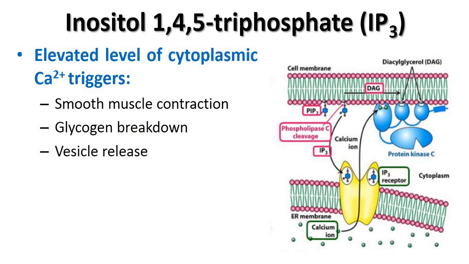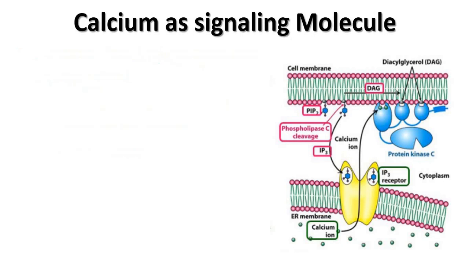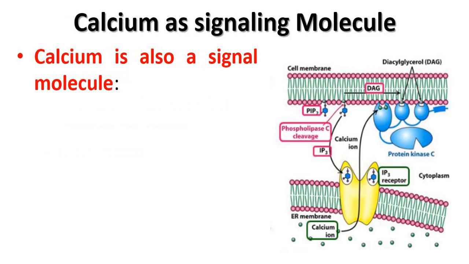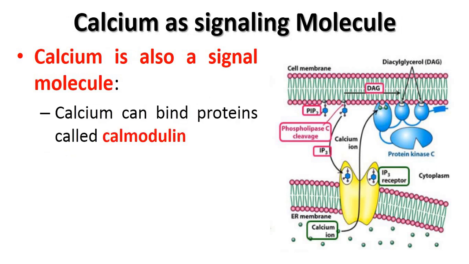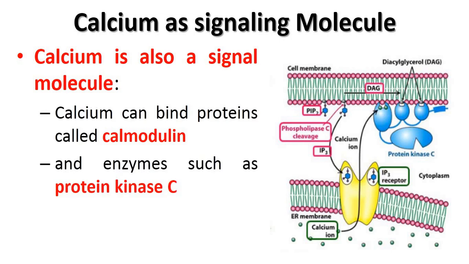Remember students, the calcium that is extruded out from the endoplasmic reticulum also acts as a signaling molecule, which you will see in the next video. So calcium is also a signaling molecule. Why is it a signaling molecule? Calcium can bind to proteins called calmodulin and enzymes such as protein kinase C. So calcium can bind to both calmodulin as well as protein kinase C.